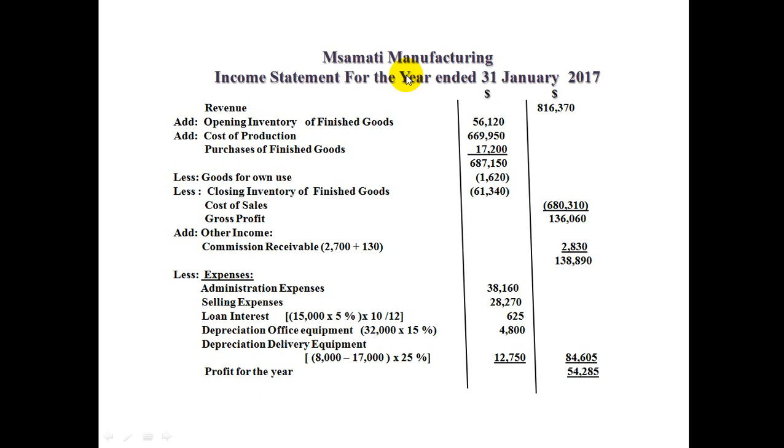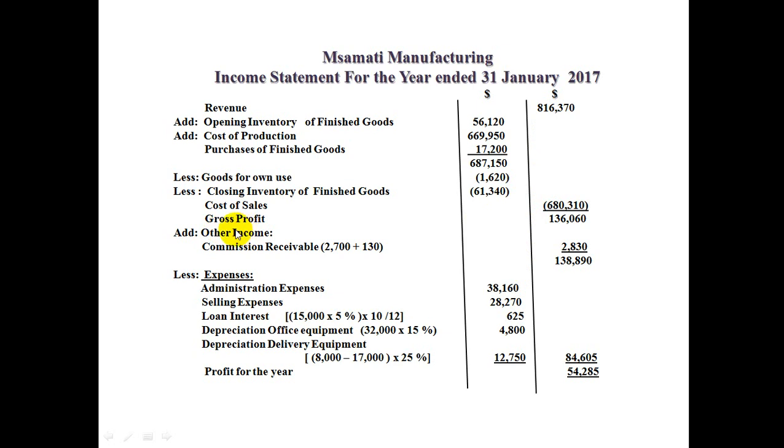and the manufacturing business income statement cost of sales portion always shows the cost of production along with the opening inventory of finished goods and purchases of finished goods. These three will be added and give us this answer. The closing inventory of finished goods and the goods withdrawn by the owner for himself will be subtracted from this amount. After deducting these two from this amount, we will finally get the cost of sales. Revenue minus cost of sales always shows gross profit.